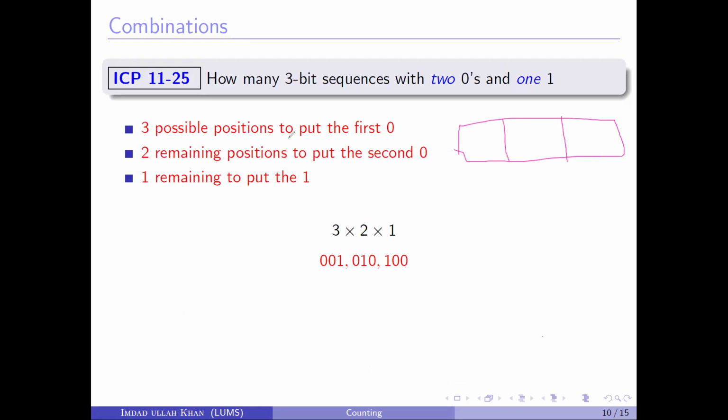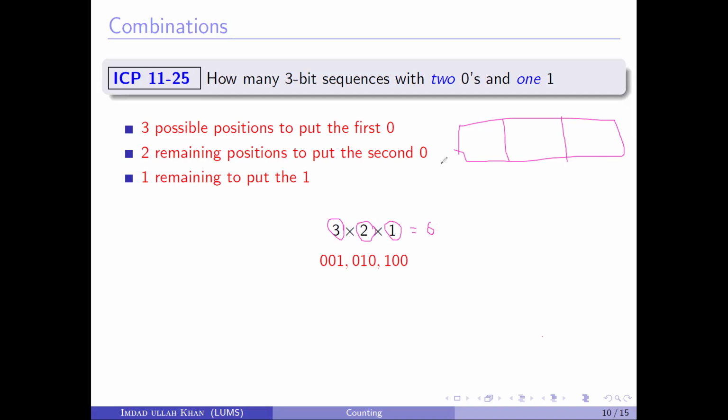So there are three possible ways to put the first zero. So we go with three. Then for the second placeholder, we have two possible choices left, and for the last one, one. So this answer gives us 6. But there is a problem in this answer.